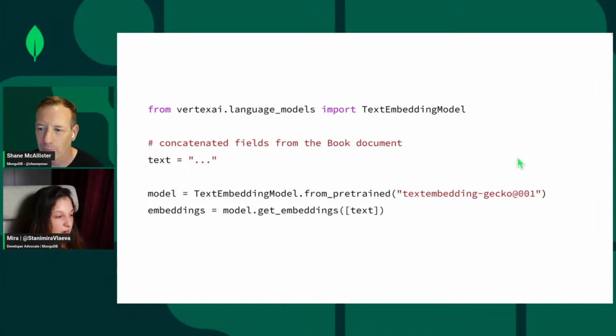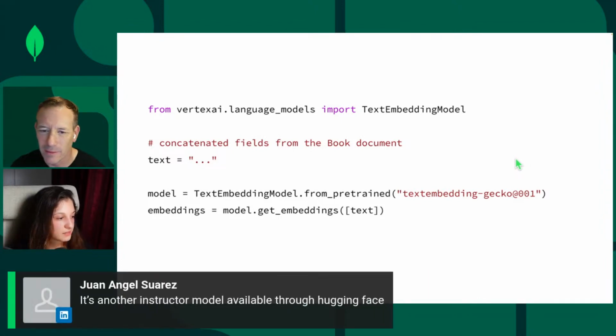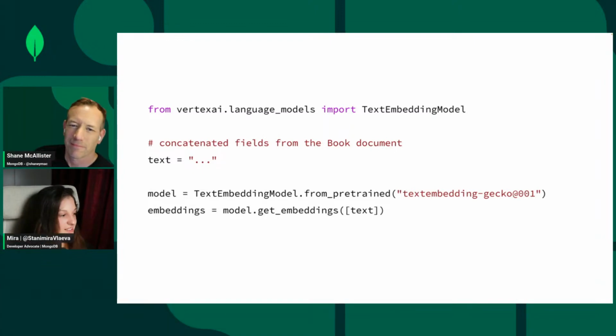So Juan replied, it's another embedding model available through Hugging Face. I haven't tried it myself, but I think it should be possible because we are partnering with Google and with Hugging Face, and I've seen people use their APIs with vector search. So I would say go and search for that in our documentation, but I'm pretty confident it's possible. That's a good question. Thank you, Juan.